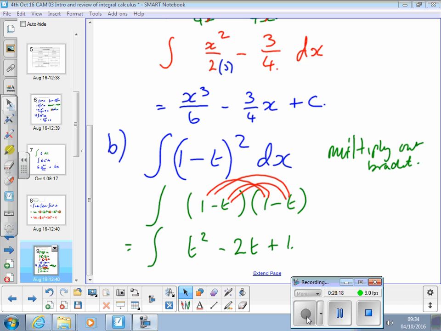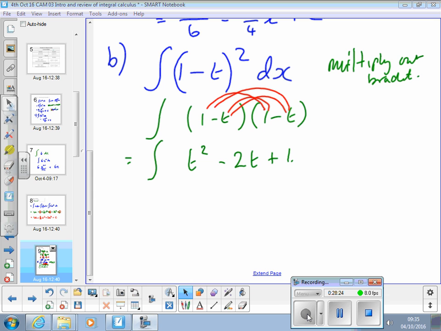Now can you integrate that? I believe so. Right, what have we got then? The integral of t squared is going to be t cubed over 3, minus t squared, plus t plus c.